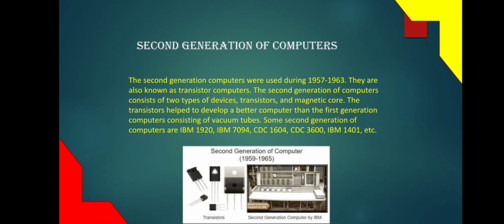The second generation computers were used during 1957 to 1963. They are also known as transistor computers. The second generation computers consist of two types of devices, transistors and magnetic core. The transistor helped to develop a better computer than the first generation computer consisting of vacuum tubes. Some second generation computers are IBM 1920, IBM 1794, CDC 1604, CDC 3600, IBM 1401.